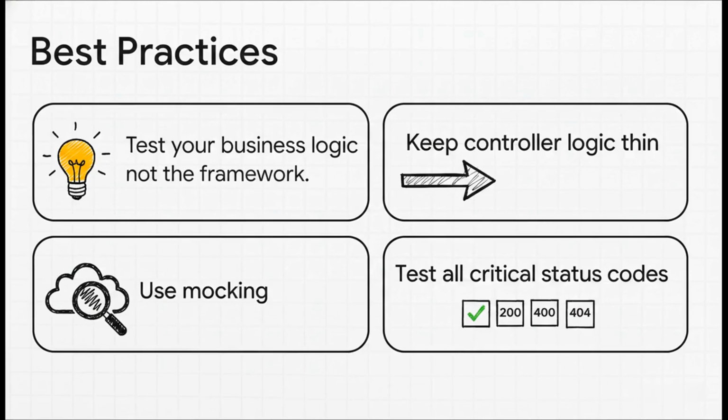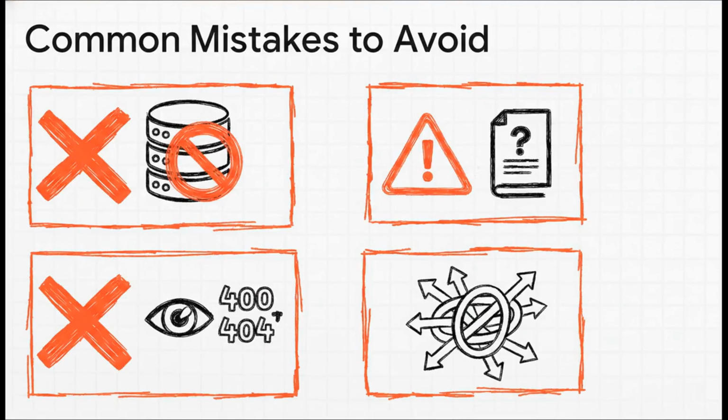Every time. And on the flip side, here are the mistakes that just scream, I'm a junior. Letting your controller tests hit a real database, that's a cardinal sin. Forgetting to specifically test your model state validation is another big one. Ignoring the failure cases, that's just lazy. And finally, don't write monster tests that do 10 things at once. Keep them simple and focused.